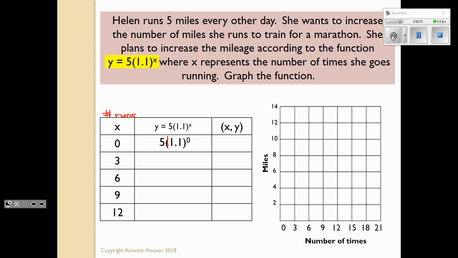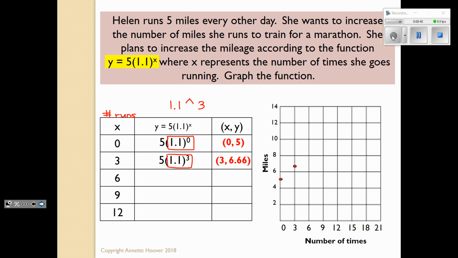So first you always do the exponent first, and 1 and 1/10, anything to the 0 power is 1, and 1 times 5 is 5, so our ordered pair is 0, 5. There it is on the graph. If we plug in 3, 1 and 1/10 cubed, so in your calculator you can type in 1.1 raised to the 3rd power, just push enter, and then you're going to multiply it times the 5, and you're going to get 6 and 66/100ths. 3 is the x, 6 and 66/100ths is the y.